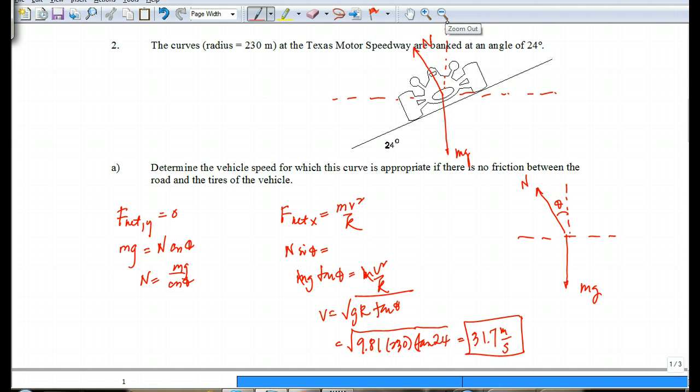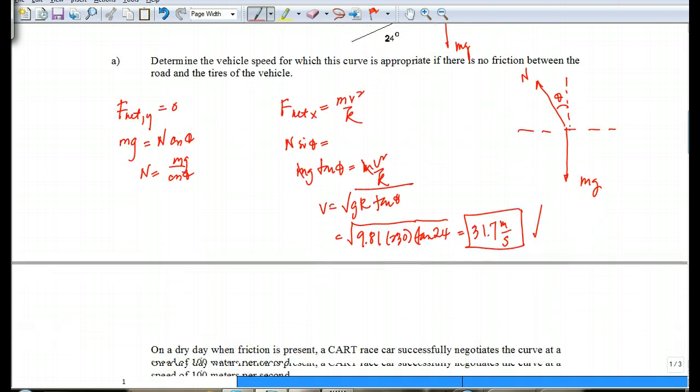In the vertical direction, the y direction, net force must be 0, so mg must be equal to N cosine 24 degrees. In the x direction, the net force must be mv squared over r, and that is just the x component of N. So N sine theta must be mv squared over r. Substituting in for N from the y equation, we end up with v equals the root of g r tan theta. Substituting values gives us 31.7 meters per second.